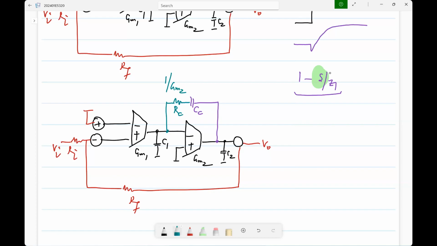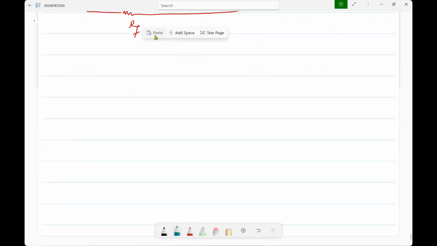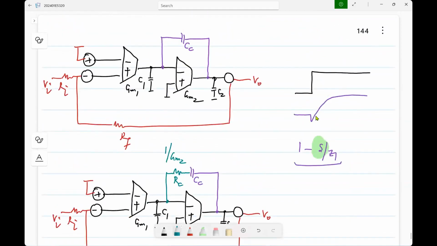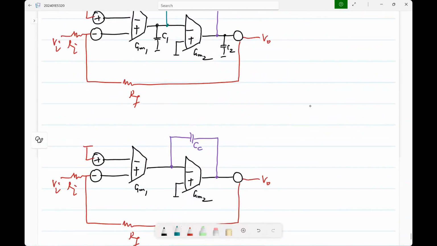What other possibility is there to make the zero disappear? I think one of our assignments had this. Why do we get a zero? Because there are two paths. So if you break that, you can get rid of the zero, and one of the ways to do it is to use that one.